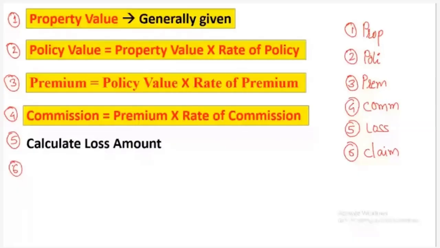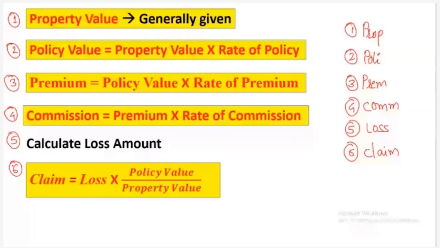loss into policy value upon property value. Policy upon property. Remember that. If a doubt comes, how to remember? Smaller one in the numerator and bigger one in the denominator. Property has a big spelling, so it is in the denominator. Policy has a small spelling, so it is in the numerator. Policy upon property value. That's all.